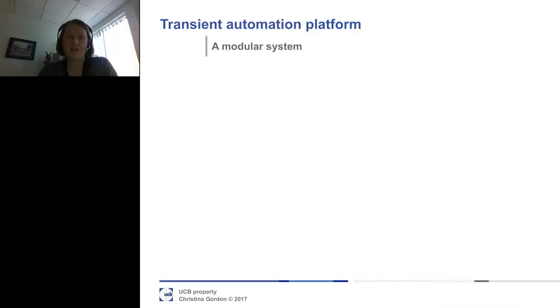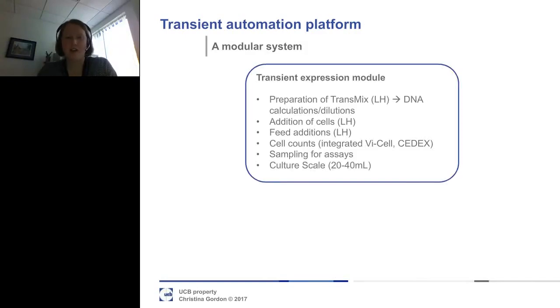Our future transient automation platform, we're imagining to be a modular system where you have a transient expression module which can do the preparation of your transfection mixture, do your DNA calculations and dilutions, the addition of your cells, the feed additions, and the cell count via an integrated cell counter. It would do sampling for assays, and all of this at a culture scale of between 20 and 40 milliliters.